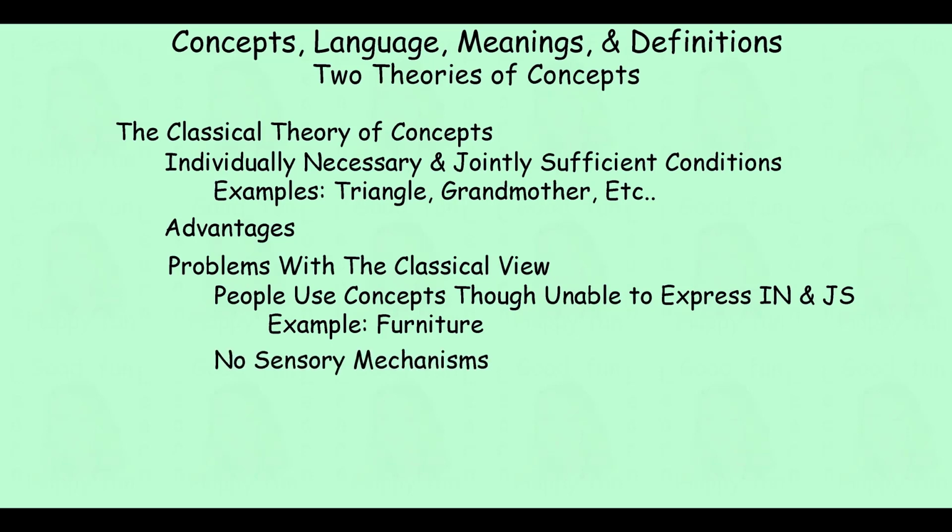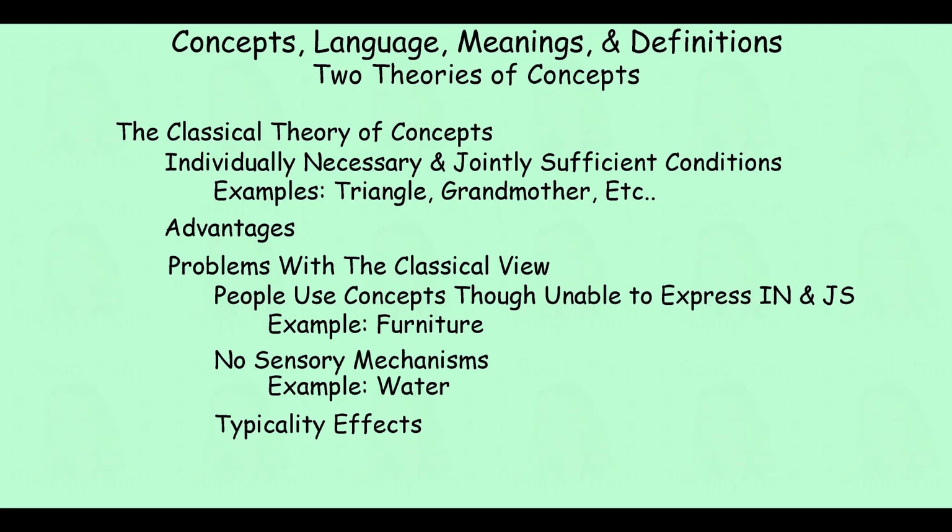Then we'll turn our attention to a second problem. Many of the properties that would seem to compose a set of individually necessary and jointly sufficient conditions for concepts are properties that human beings don't have any sensory mechanisms that would allow them to detect. As a result, it doesn't seem clear how human beings would be able to categorize these objects under the classical view of concepts. As an illustration of this, we'll talk about water.